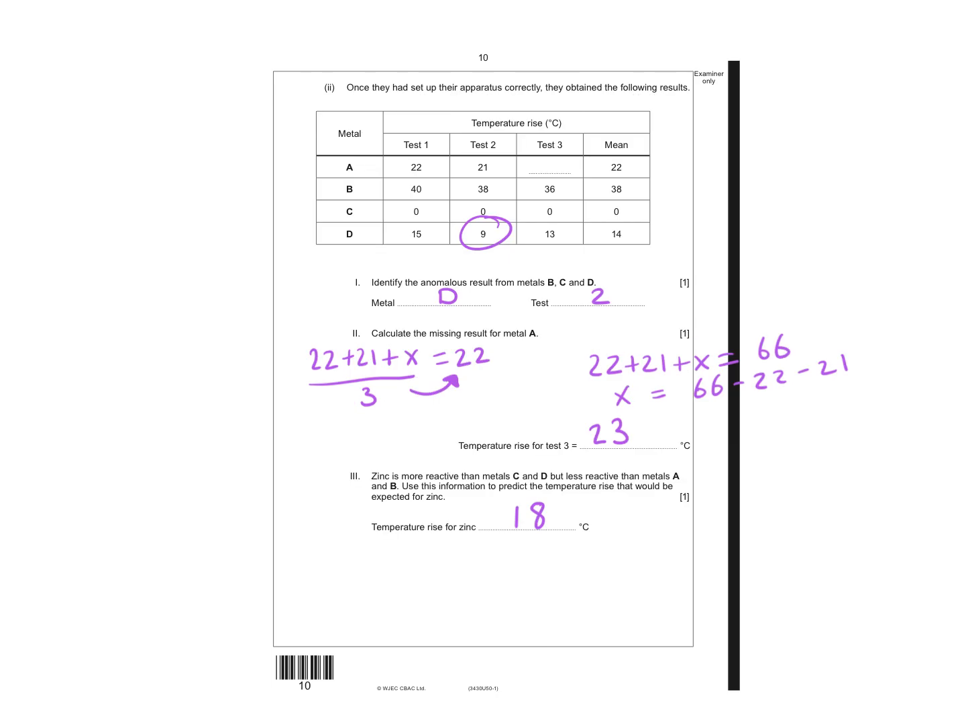Once they set up the apparatus correctly, they obtained the following results. Identify the anomalous result, from what metal and from what test. So it's 9 there. I've circled it because it doesn't fit and it's not how you would have calculated the mean.